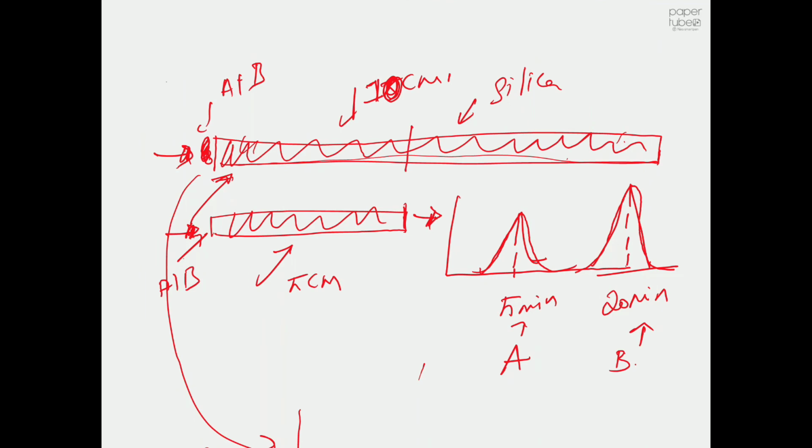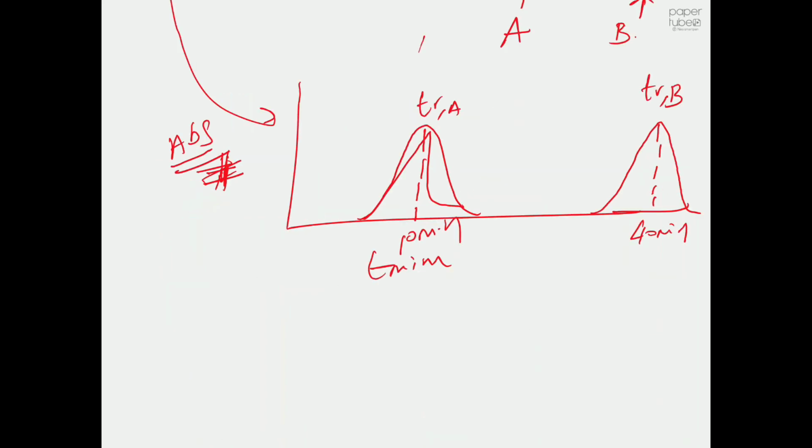So let's call this a TR value, this is your TR, retention time of A, retention time of B, and here retention time of A, comma, retention time of B. And then let's assume we also inject our tracer compound, and that elutes, say, when TR is equal to 1 minute, and here the tracer compound will elute at 2 minutes because the column size is exactly twice.